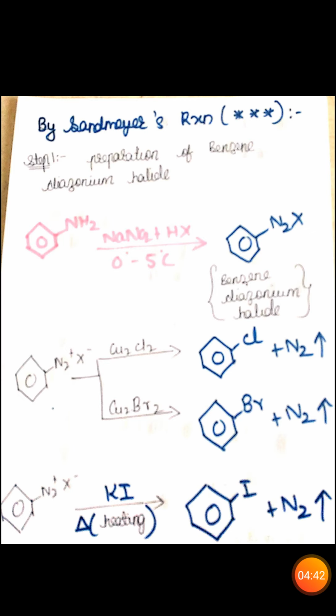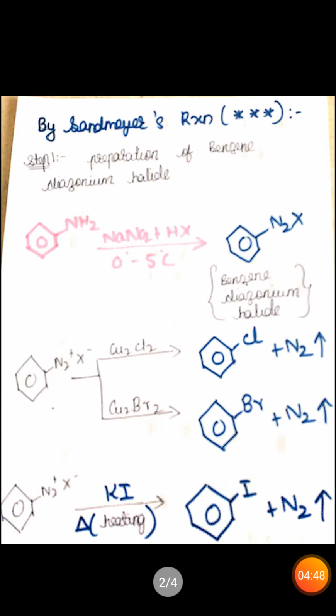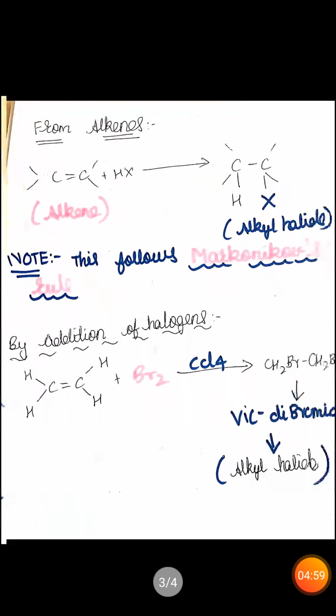But of course, if you want to prepare iodobenzene from benzene diazonium halide, you can follow this method: adding KI and heating it will give you iodobenzene. Heating means not so strong heating. Warming is enough; there is no need to supply such a high temperature for this reaction.